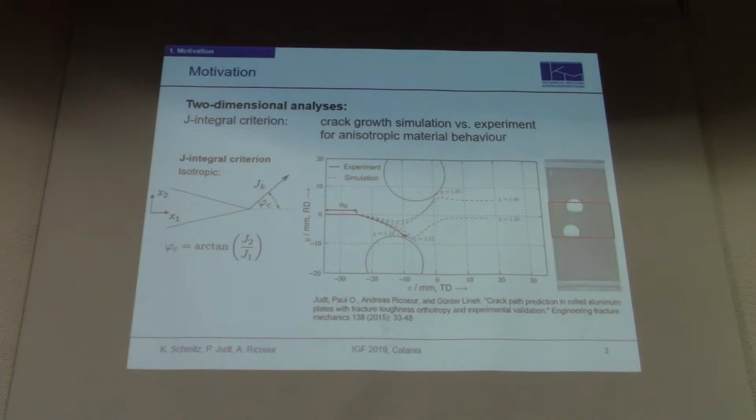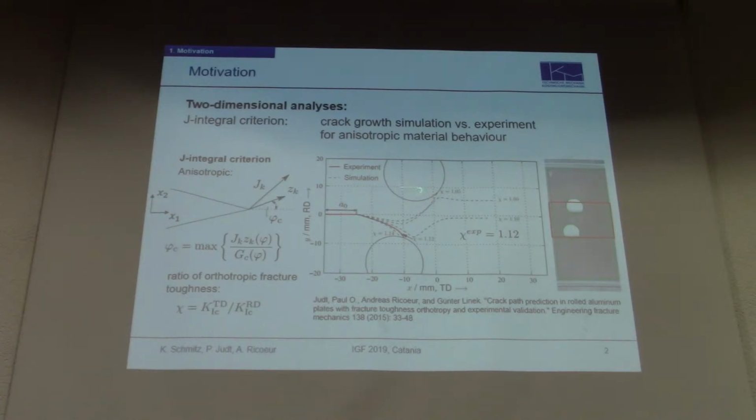One of the criteria for the calculation of crack deflection is the J integral criterion. This can either be used for materials with isotropic material behavior. Then the crack deflection angle only depends on the J integral vector and can be derived from its components. But the criterion can also be formulated for anisotropic material behavior.